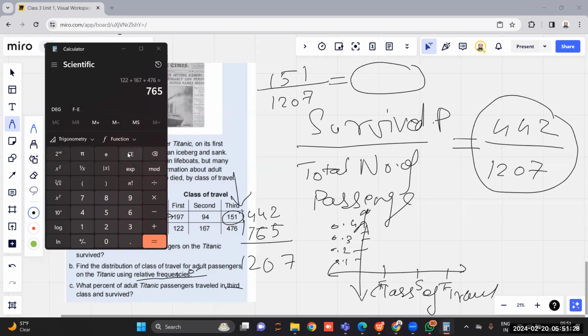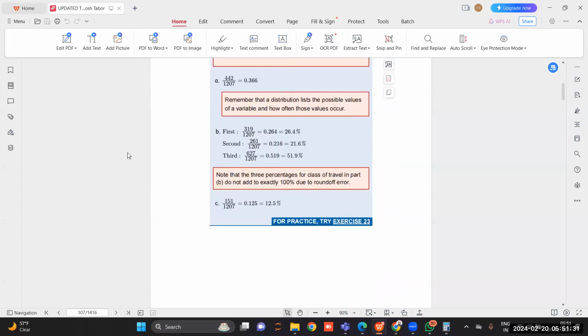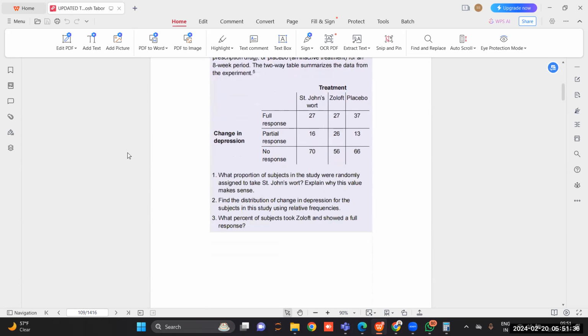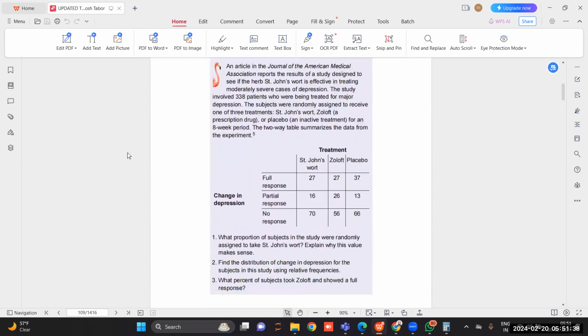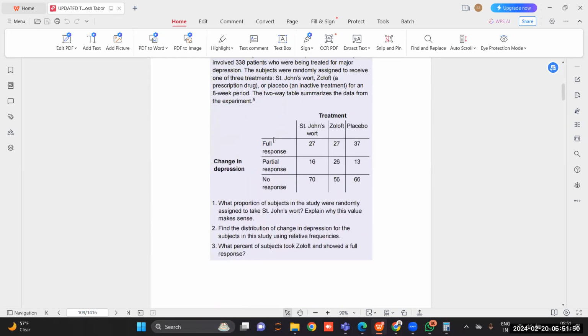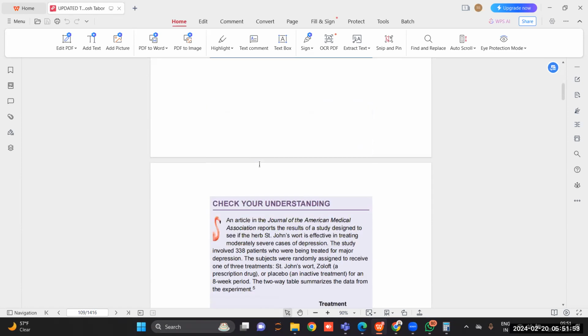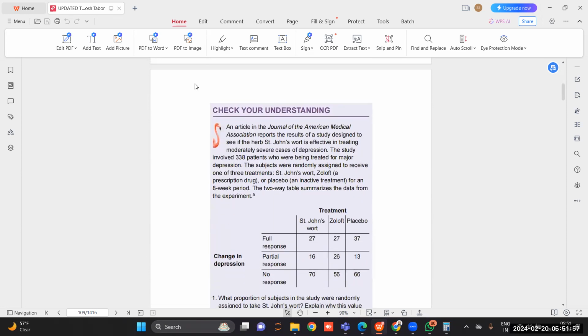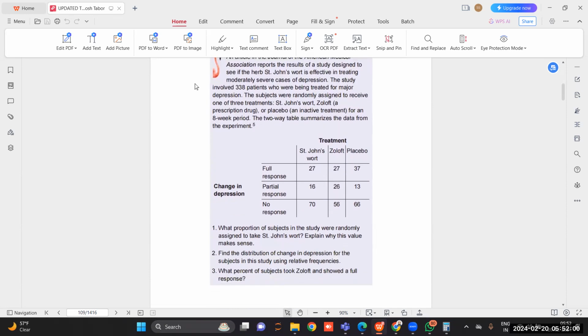So now we'll move on. We'll see what's the next topic here. Next is also a problem. You can try this also as homework. If you don't get it, we'll see. Then relationship between two categorical variables, we'll start tomorrow. Okay, we'll stop our class here. I must see your homework on my WhatsApp, this sum as well as the check your understanding sum. Is the homework clear?